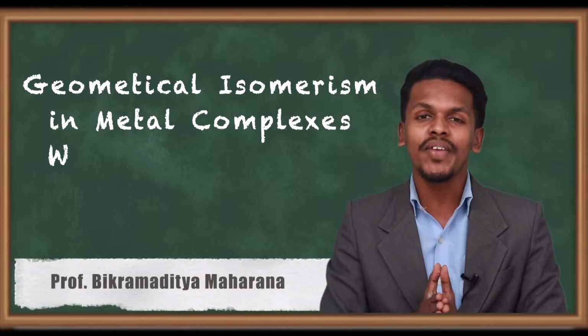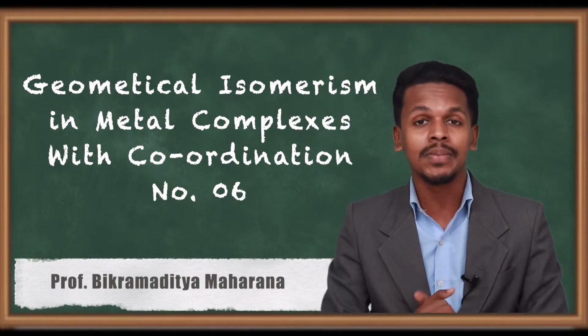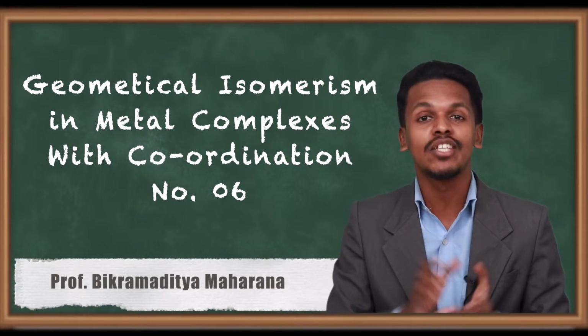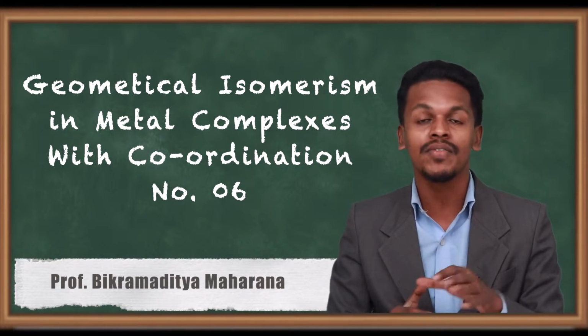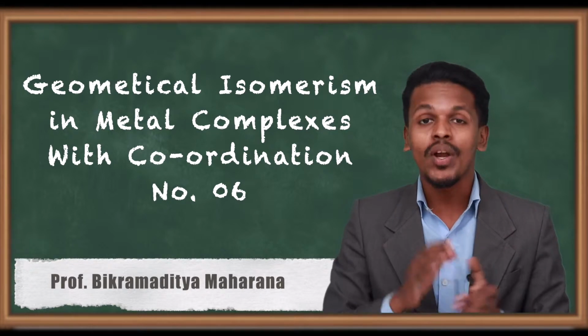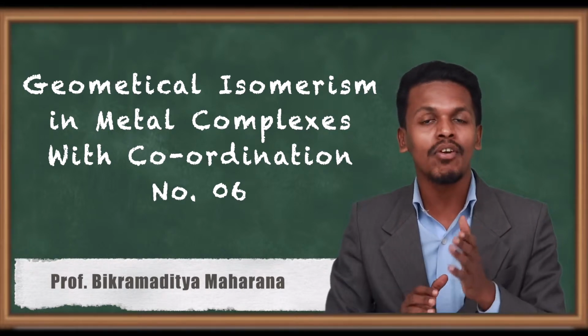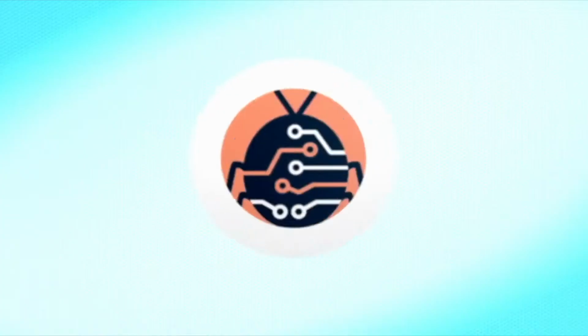Hello friends, in the previous topic we discussed geometrical isomerism in metal complexes with a coordination number of 4. Now in this topic I am going to talk about geometrical isomerism in metal complexes with a coordination number of 6. So what are the different isomers that we could observe in these complex compounds? Let me talk about that in this topic.